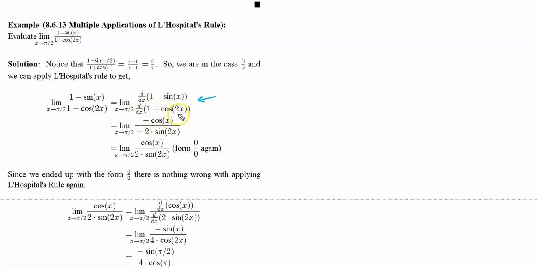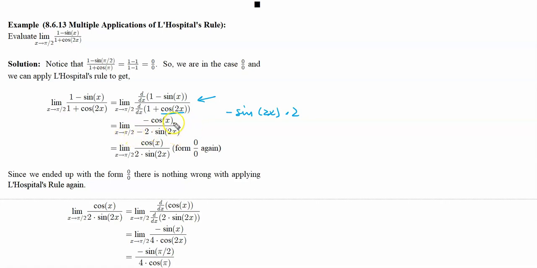Then the derivative of the denominator is going to be negative 2 times the sine of 2x, right? Just have to use a little chain rule here. Derivative of cosine 2x is negative sine of 2x times 2, right? Little chain rule there. So the derivative of the denominator is negative 2 times the sine of 2x.